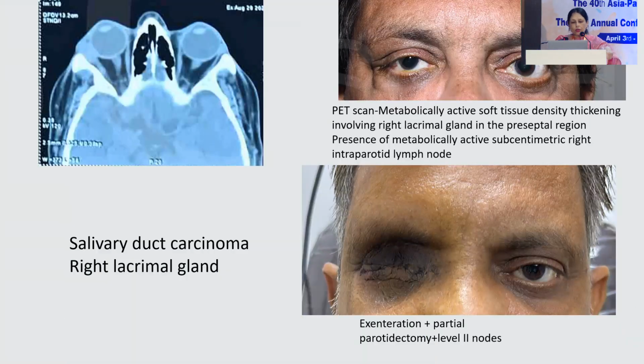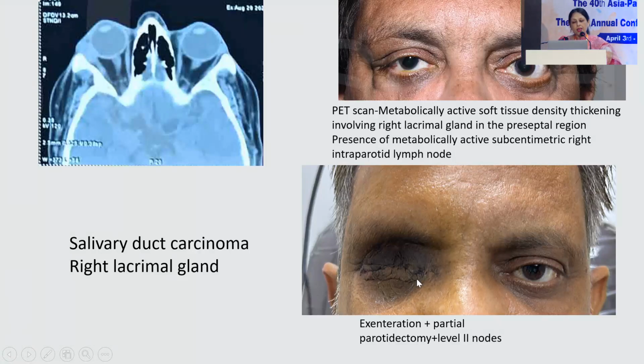Another patient was referred to me with, again, a lacrimal gland mass. If you see, the incision biopsy was done elsewhere, and they found that there were a lot of adhesions, and it was actually a salivary duct carcinoma of the right lacrimal gland. So again, here excision did not have any role.